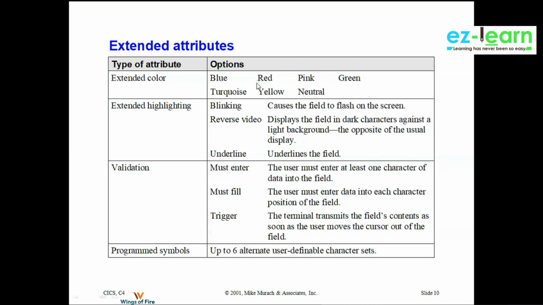We can set blue color, red, turquoise, yellow. Neutral means white. And we can do external highlighting like blinking, reverse video, and underline a field. So these are some attributes that we can set when creating a screen. It's very easy to set. We just give color equal to blue, and it will be blue color. That's all. Coding is very easy.